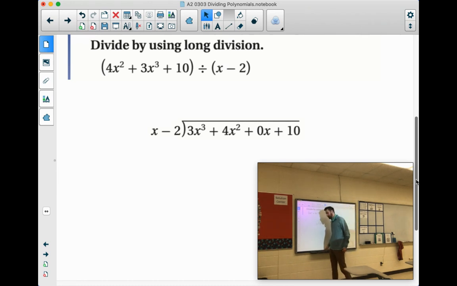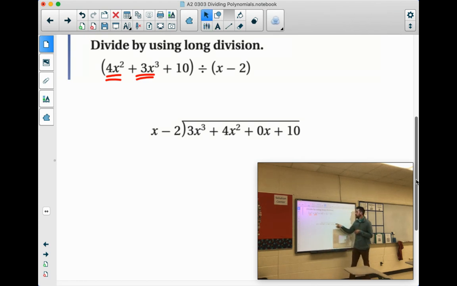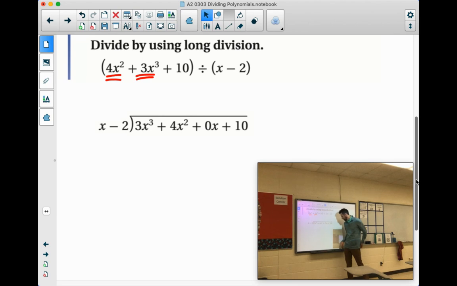First thing you always want to make sure is that you're in standard form, which means your highest exponents should be first. So this 3x to the third should be listed first, then 4x squared. We have to leave space for the regular x's. So if you don't have any x's, you still have to put 0x, which goes against everything we stand for, everything. But you have to do it when you're doing long division, okay? So let's try this out. And here's how you're going to do it.